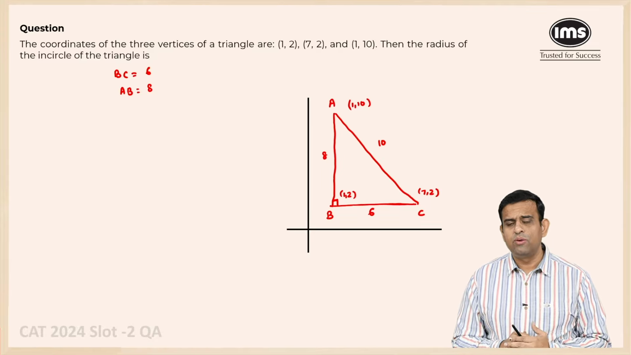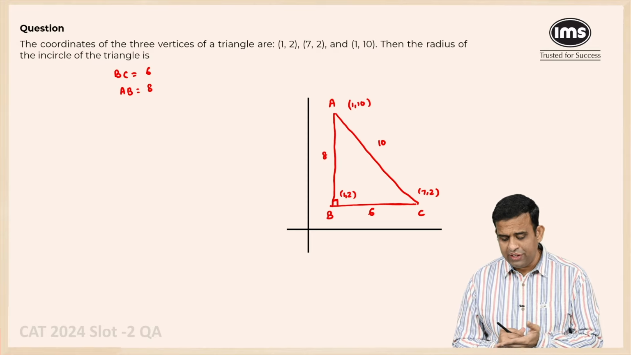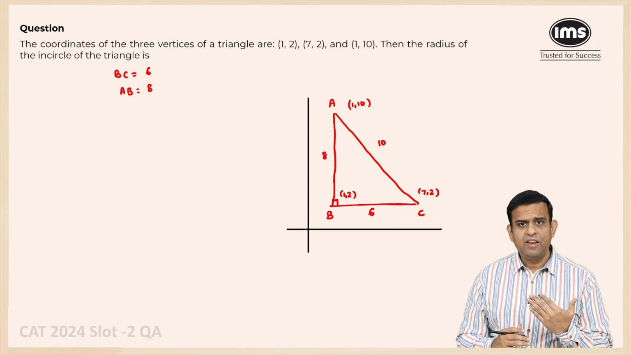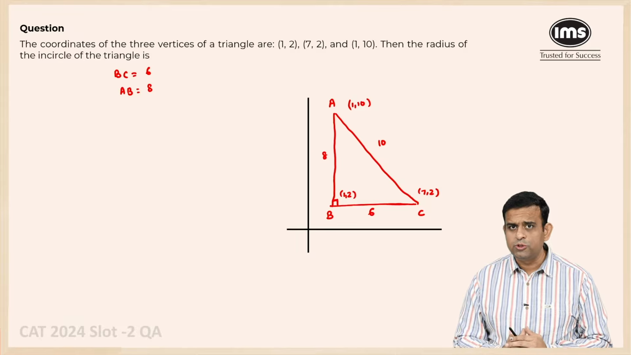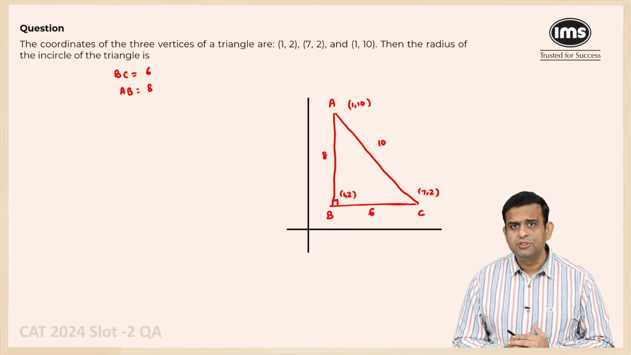We can also use the distance formula to find the lengths of AC, AB and BC, and we can verify with the help of BC square plus AB square equals AC square to prove that this triangle happens to be a right angle triangle.